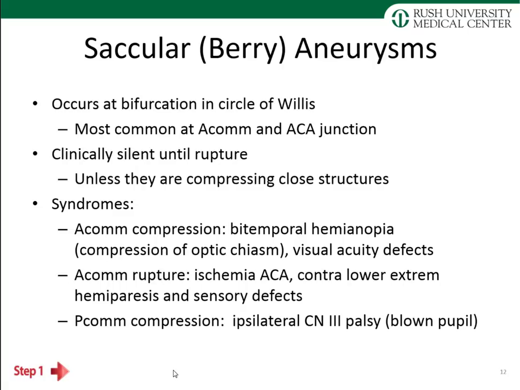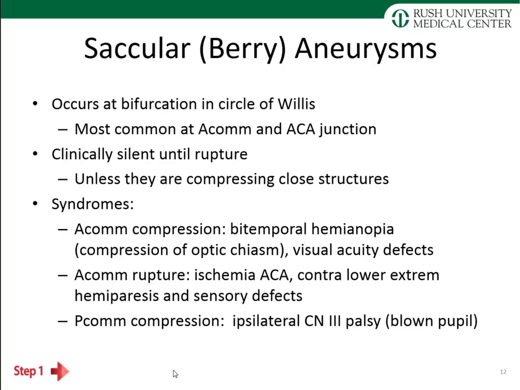So an anterior communicating compressive aneurysm is going to cause a bitemporal hemianopia. And we will learn in our next case about the visual fields. But the reason why we have a bitemporal hemianopia is because we're compressing the optic chiasm from the location of the anterior communicating artery.